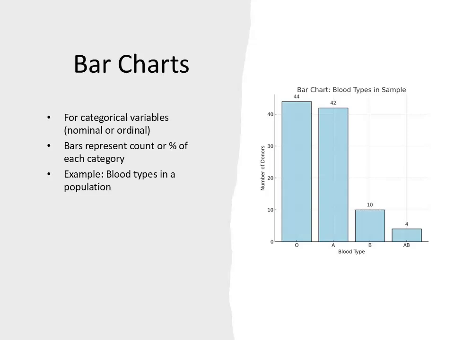A bar chart displays data in discrete categories, such as blood types or survey responses. The height of each bar represents the count or percentage of observations in that category. Bar charts are ideal for comparing categories side by side. Remember, for categorical data, always use a bar chart, not a histogram.